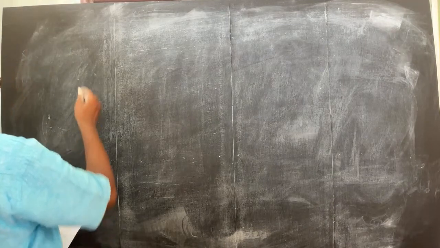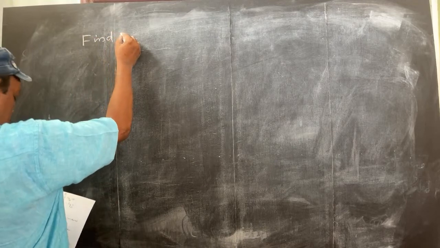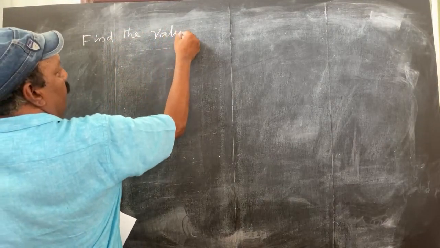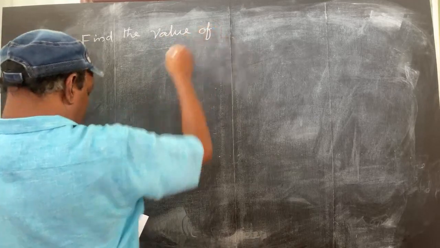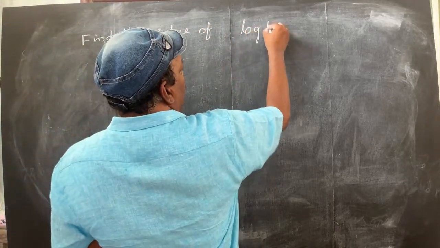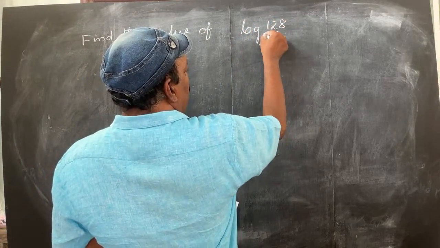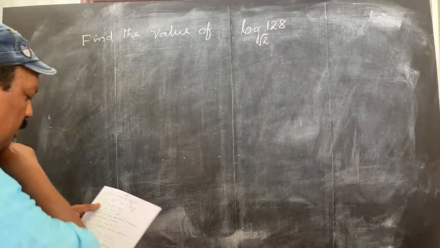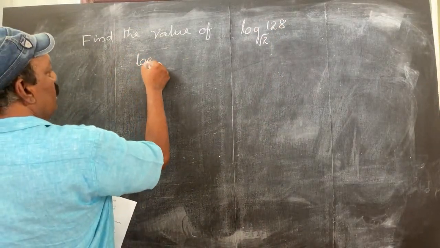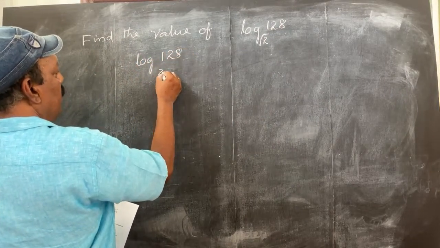And now next are some important problems. You can see: find the value of log 128 base under root 2. This is a very interesting one. Log 128, base is under root 2.